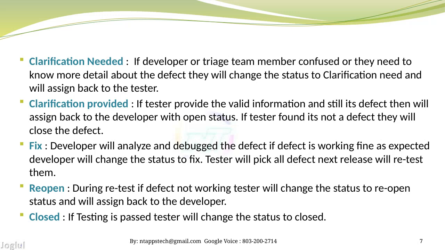For defects marked as fix, the developer investigates and debugs the issue, and if the defect behaves as expected after correction, they update the status to fixed. The tester then picks up all fixed defects for retesting in the next release. If the defect is still unresolved during retest, the tester reopens it and assigns it back to the developer. Finally, when the defect passes all tests, the tester closes it, marking the defect lifecycle complete. In Agile Scrum, this workflow is often embedded within sprint cycles, with constant communication helping to clarify and resolve defects quickly, ensuring smooth and continuous delivery.